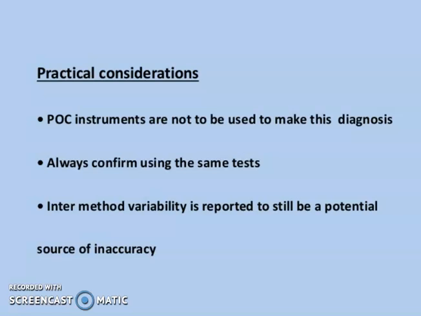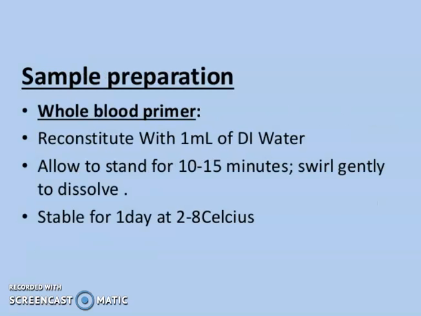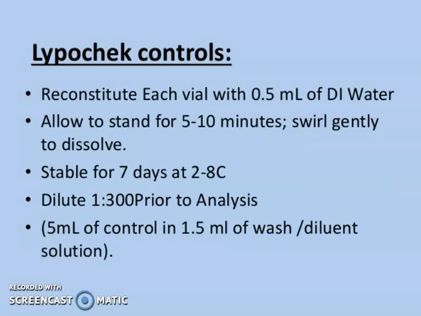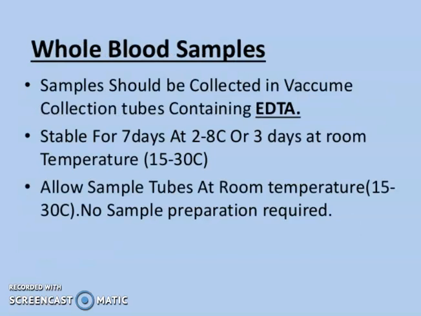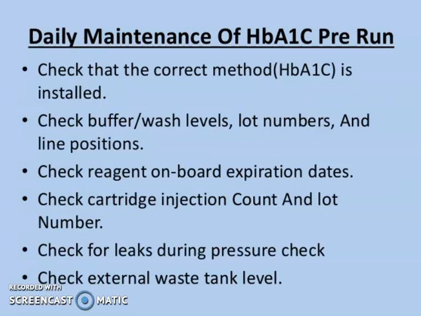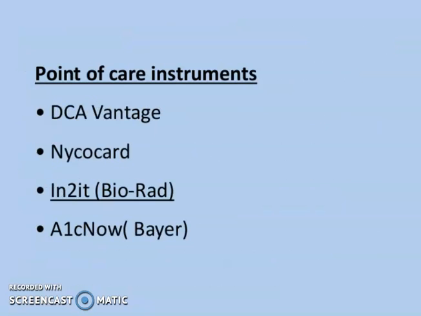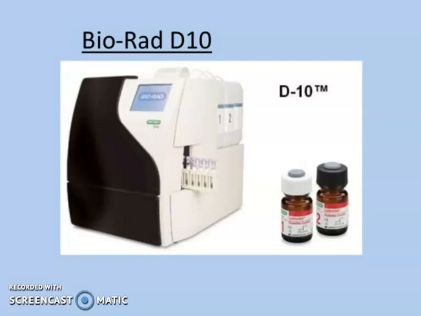So, practical considerations. POC instruments should not be used to make this diagnosis. Always confirm using the same test. Sample preparation: whole blood, primer reconstitution. This is the more technical part. Blood sample, daily maintenance of Hb pre-run, point-of-care instruments. This is it.